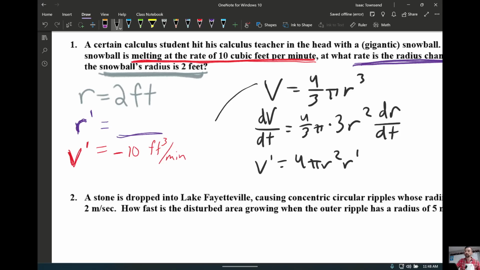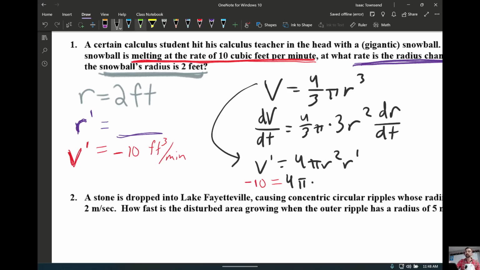But this is what this guy's derivative looks like. Derivative of this with respect to time, and the derivative of this is just power rule, but with respect to time, that's why there's an r prime. Now, on the easy questions, you're almost done. You're going to plug in the information they give you. Volume is decreasing at negative 10 feet cubed per minute. 4 is just a number, pi is just a number.